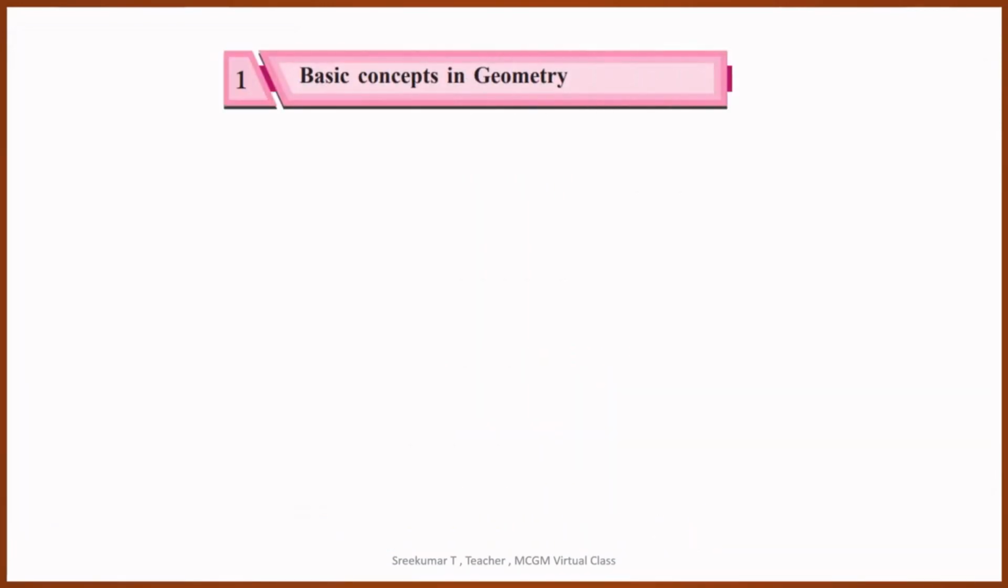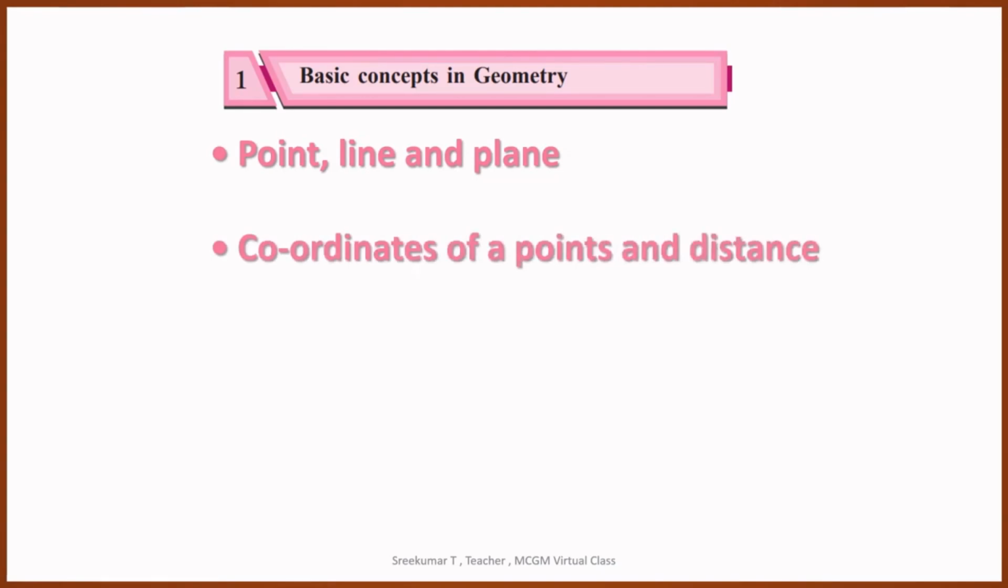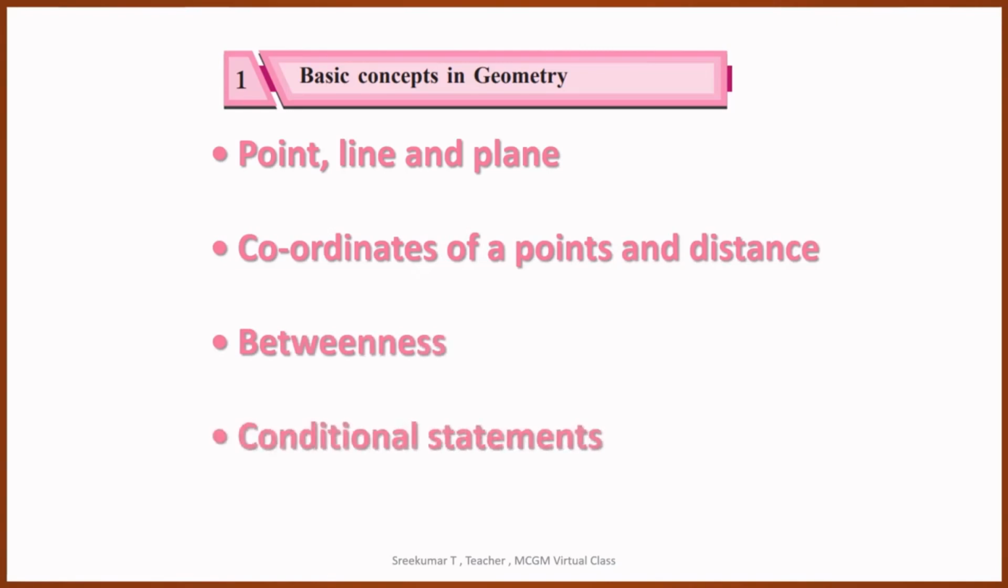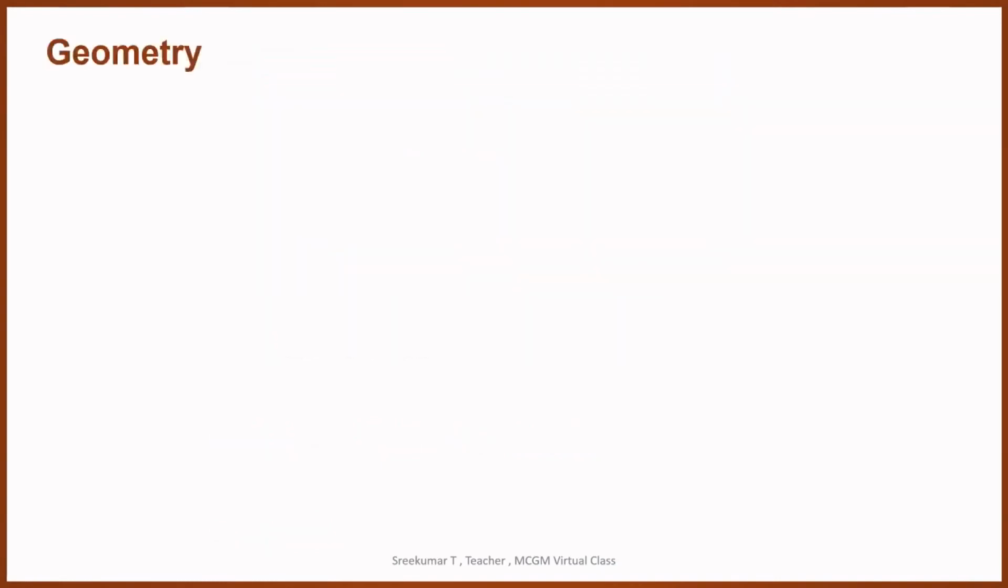Let us get into the first chapter, which is nothing but basic concepts in geometry. Fundamentals, the ABCD of geometry, we are beginning with. You have studied certain aspects of geometry in lower classes, but that time the term geometry was not used. The terms like point, line, plane, coordinates of a point, distance, betweenness, conditional statements are basic concepts this textbook deals with in this chapter. And above all, what is the concept of proof in geometry? So let us get into the details.